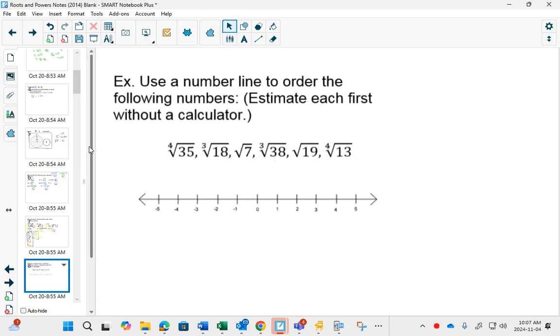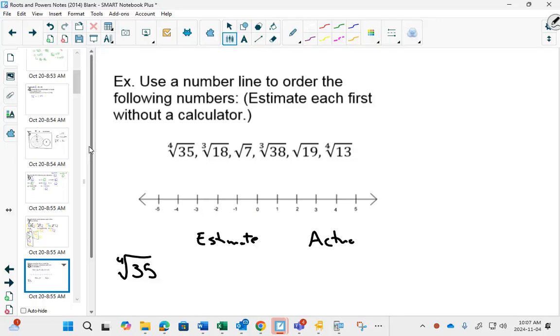Use a number line to estimate each of these numbers, and I want you to come up with an estimate first without a calculator, and then we'll do it with a calculator. So I'm going to write them all out here, 4 root 35, and then I'm going to have a column here for my estimate, and then I'm going to have an actual with our calculator.